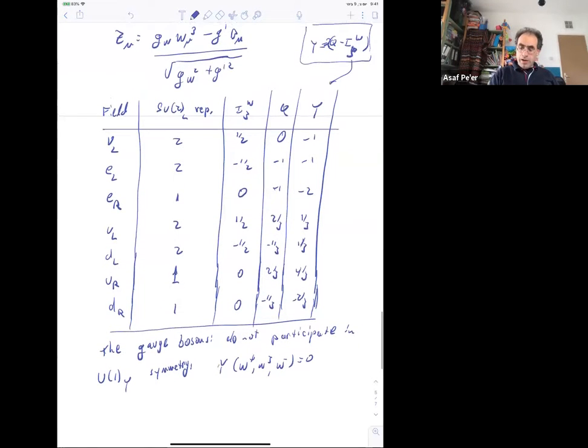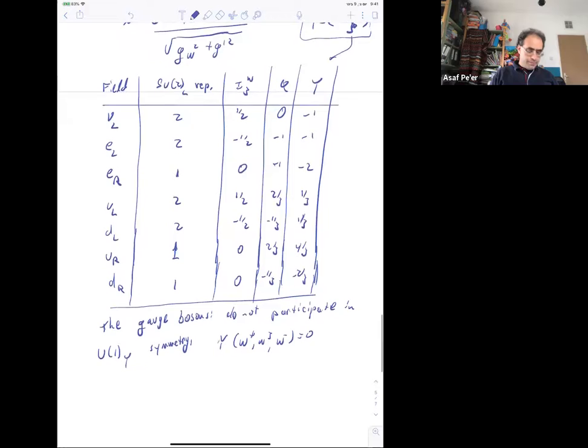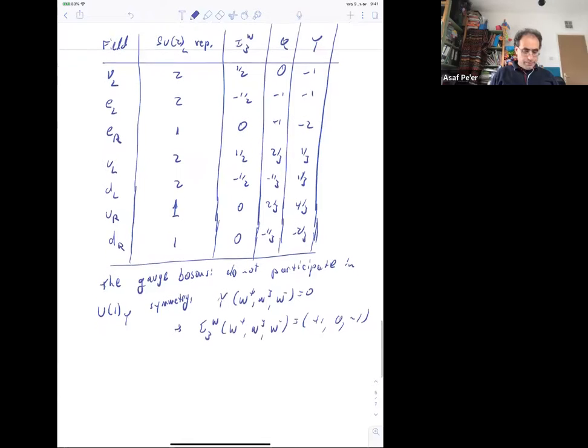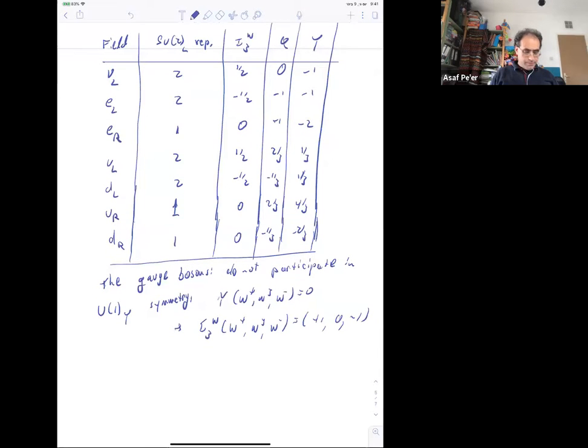Now we can still use Y equals 2Q minus I3 weak, and we know their electromagnetic charge. So we can deduce that the I3, right, is going to be plus one, zero, and minus one. And similar for the photon: Y_B is I3 weak of B is zero. The same for the photon, there is no charge.